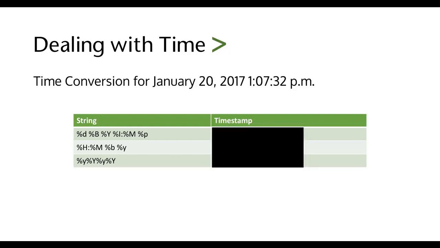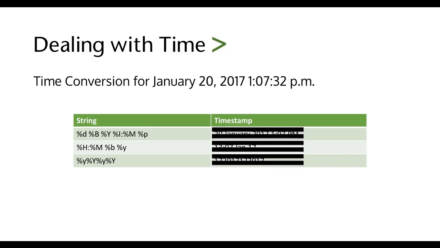And the same is true for dates. So suppose the date is January 20th, 2017 at 1:07:32 p.m., and we want to convert the date and time using those strings on the left. Go ahead and pause the video and see if you can compute the output.